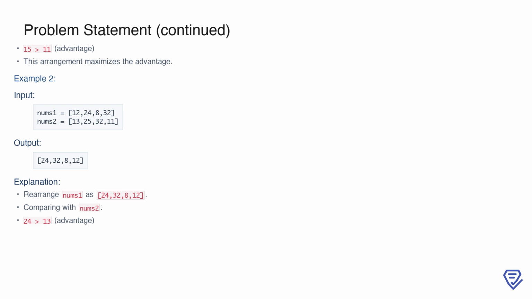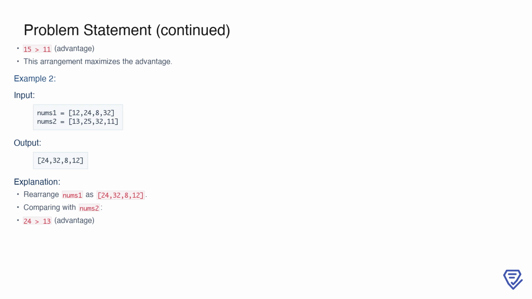Now, continuing with the first example, the last pair is 15 and 11, which also provides an advantage. This completes the explanation for the first example, where all pairs yield an advantage. In the second example, nums1 is 12, 24, 8, 32, and nums2 is 13, 25, 32, 11. The output is 24, 32, 8, 12.